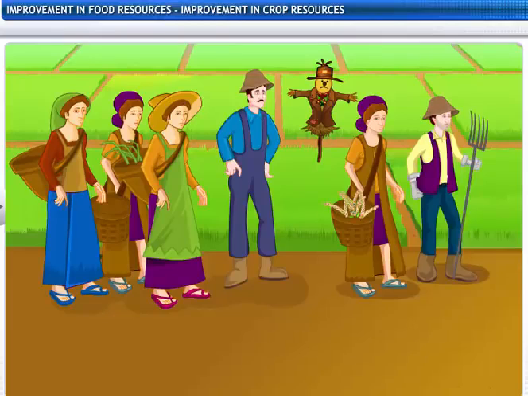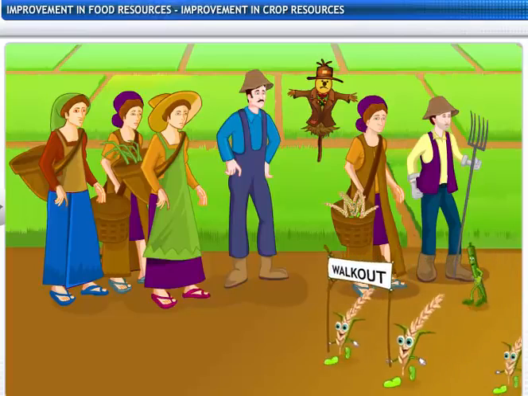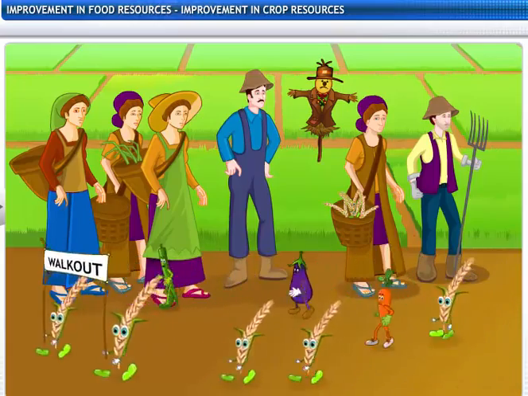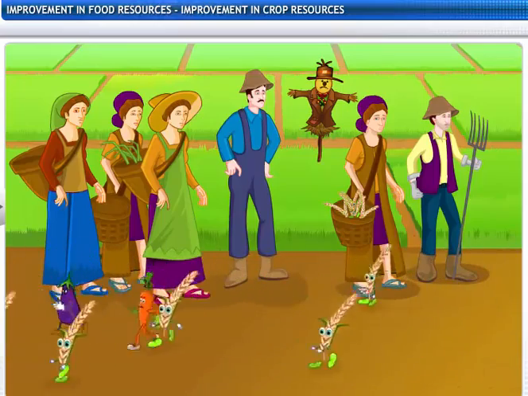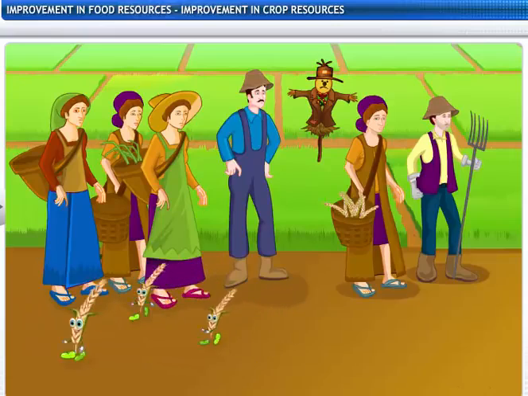It's not at all a peaceful morning. The crops have walked out of the field. There they go again. Down with the farmer. We need manure. We need water. No food till we get what we need.